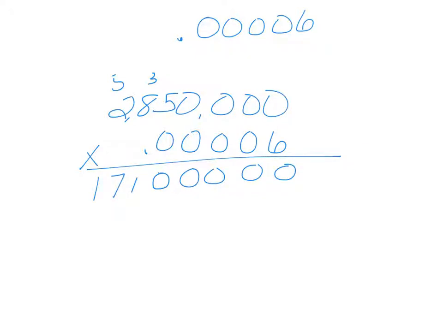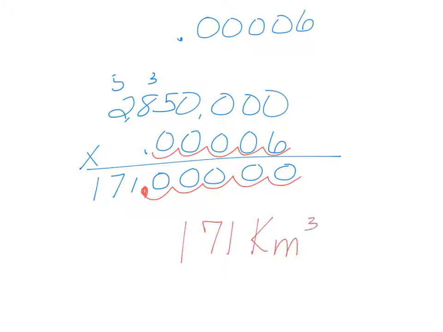Let's count our decimal places. 1, 2, 3, 4, 5. So now I've got to go 1, 2, 3, 4, 5. New decimal there, and the answer is 171 kilometers cubed. And that's our answer to number 9. Number 10. We are going to skip number 10 because that one doesn't round very easily. So let's go ahead and skip it.